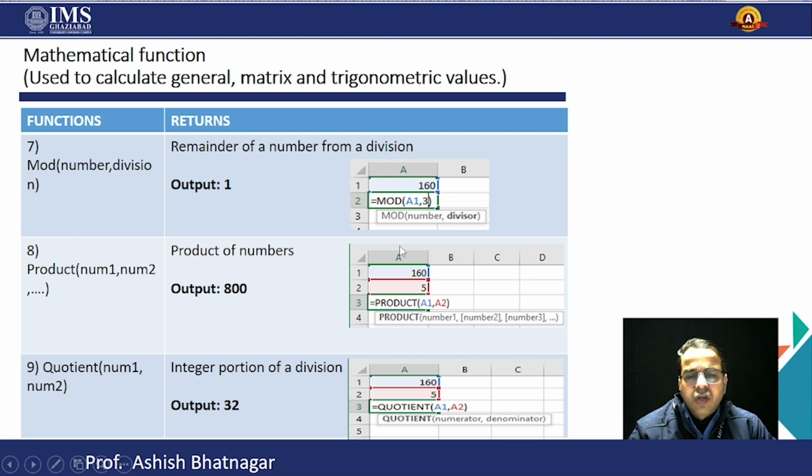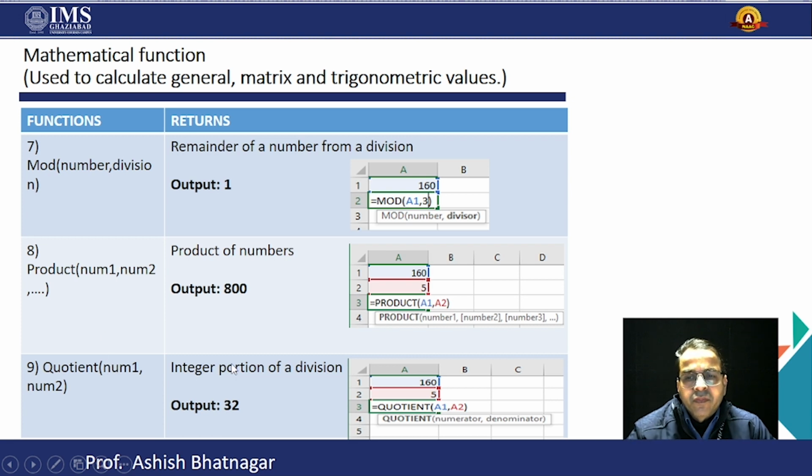Product means if you have multiple numbers like A1, A2, A3, A4 and much more, and I want to do the product of all the numbers, it's a very simple formula. You have to define equal to PRODUCT, a function having number of arguments like number 1, number 2, number 3 and so on. So of course it will return the output 800 in this given formula, because A1 contains 160, A2 contains 5, and if you multiply 5 with 160, it will always return 800, right? So this is the formula of product.